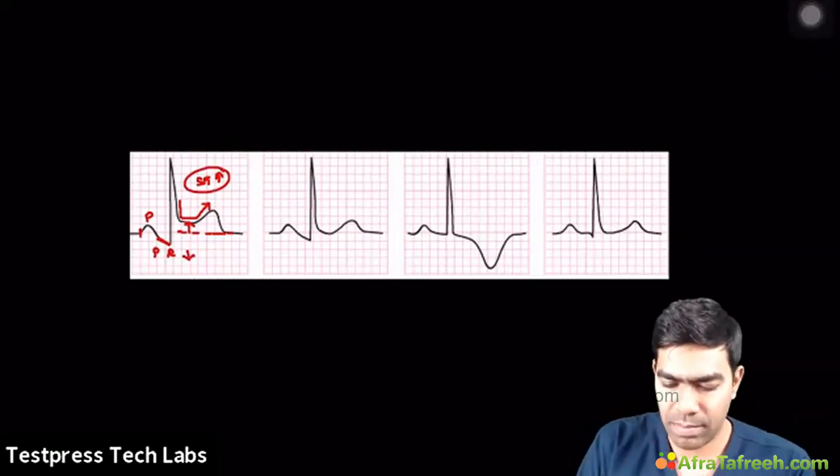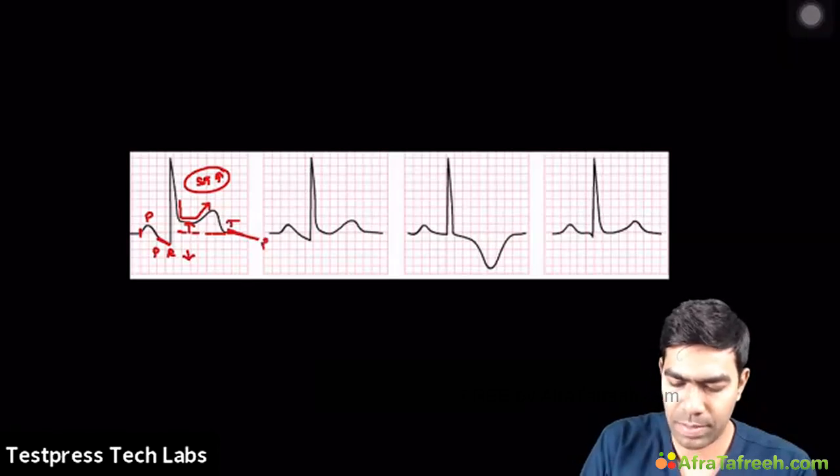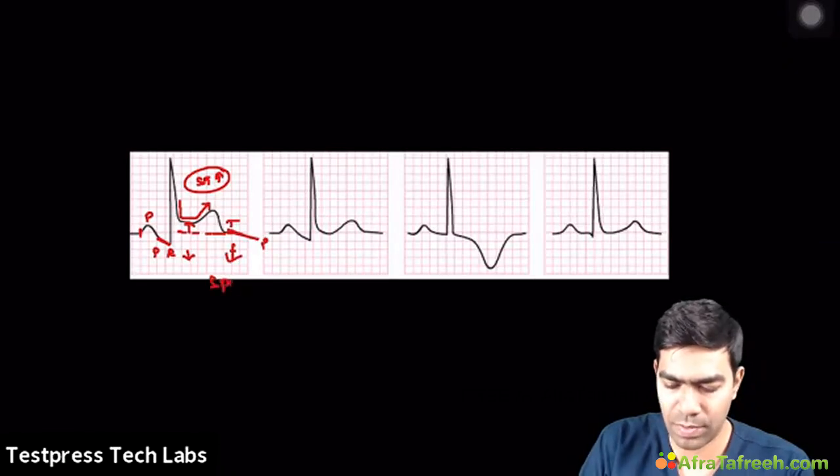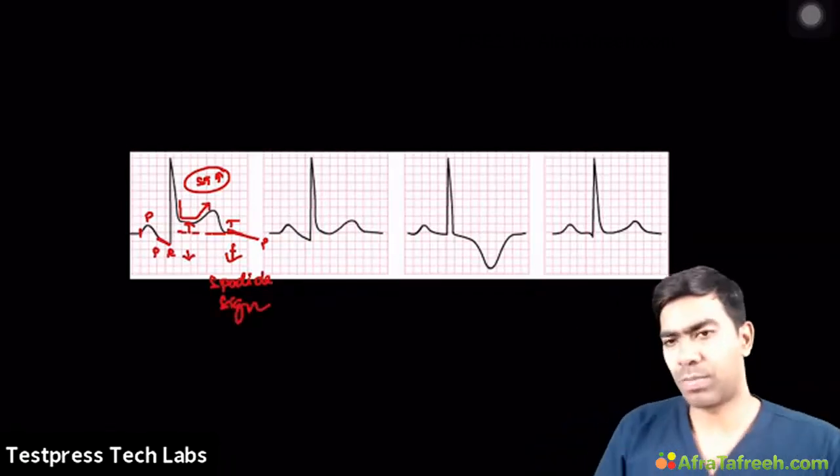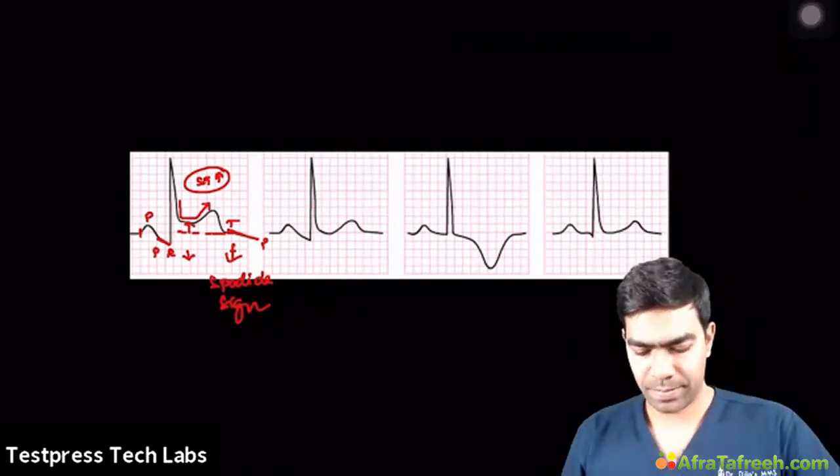And at the same time, there'll be something called TP segment downsloping. I'll tell you that. This is a T and you have a P wave next. That's called TP segment downsloping. This kind of TP segment downsloping is what we refer to as the Spodek sign. So PR depression, TP downsloping, and ST elevation.